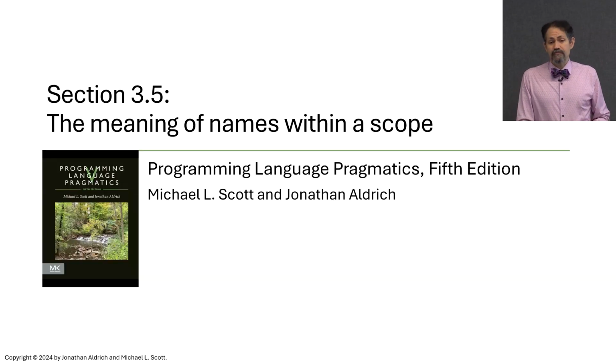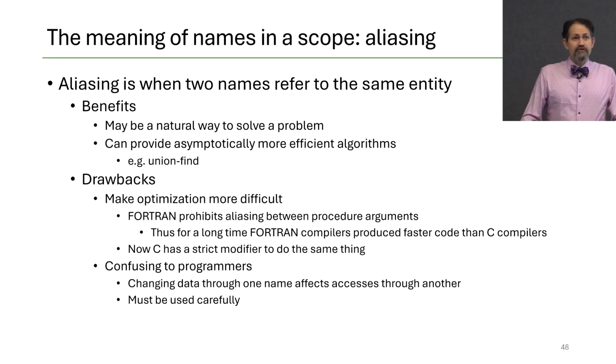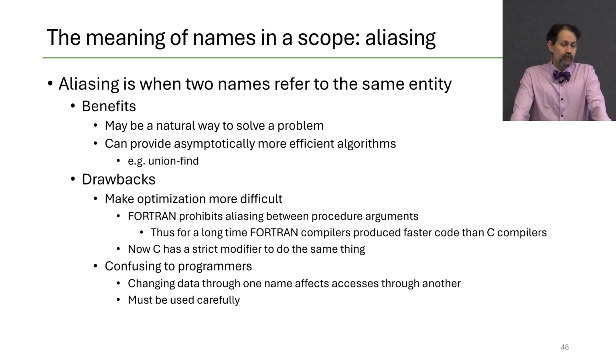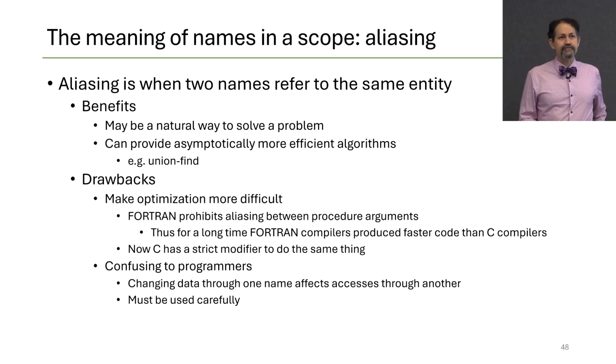Let's talk a little bit about the meaning of names within the scope. One concept that's important here is aliasing. This is when two names refer to the same entity. Now, the benefits of aliasing include providing a natural way to solve a problem, and in the presence of heap aliases, it can provide asymptotically more efficient algorithms. An example of that is the union find algorithm.